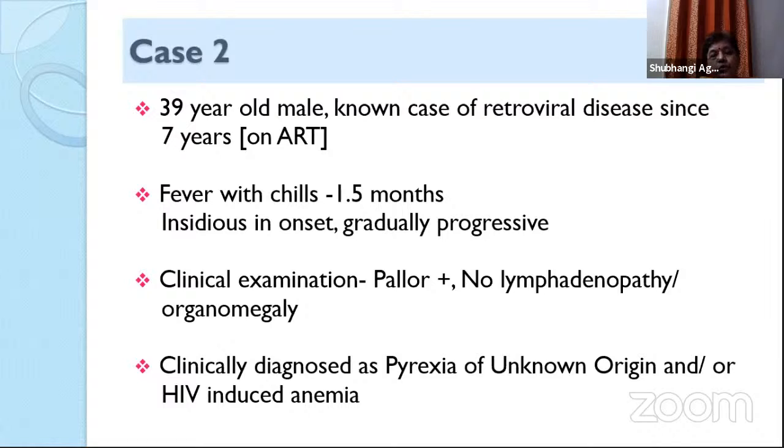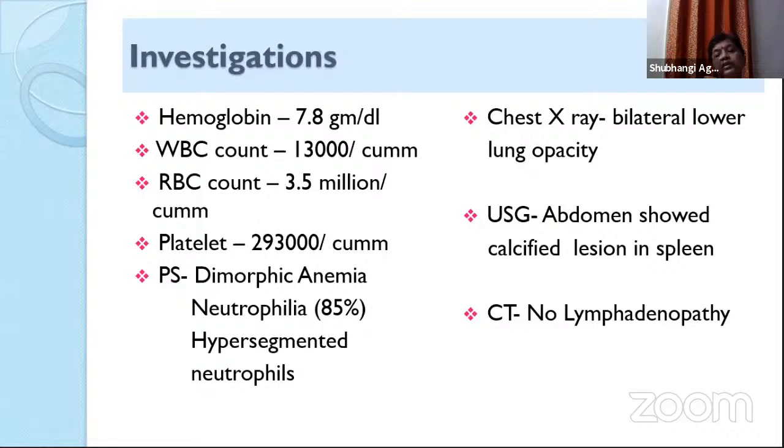Coming to my case 2, this is a 39-year-old man, known case of retroviral disease since 7 years, which is on ART since 5 years. He presented with fever and chills of 1.5 months duration with an insidious onset and gradually progressive. On clinical examination, the pallor was present, but there was no lymphadenopathy or organomegaly. He was clinically diagnosed as pyrexia of unknown origin or HIV-induced anemia, and he was thoroughly investigated for the disorder.